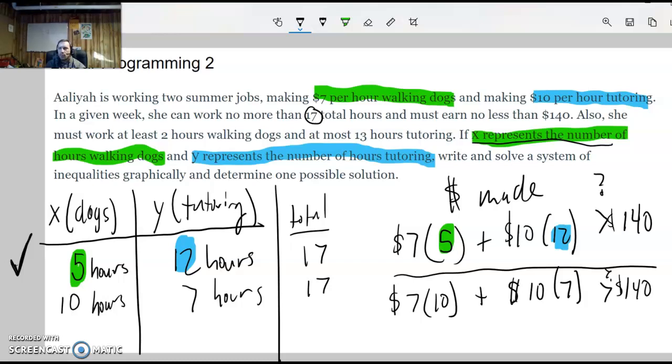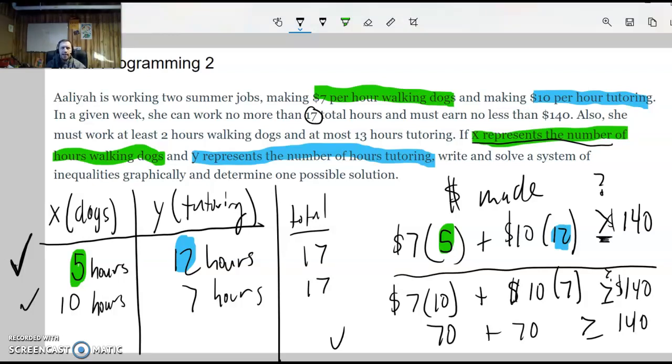Let's see. That would be 70. 10 and 7, that's 70. That is 140, so that's equal to 140. Must earn no less. Oh, so she could equal 140. So that's actually less than or equal to. Yeah, that one works too. So that also works.